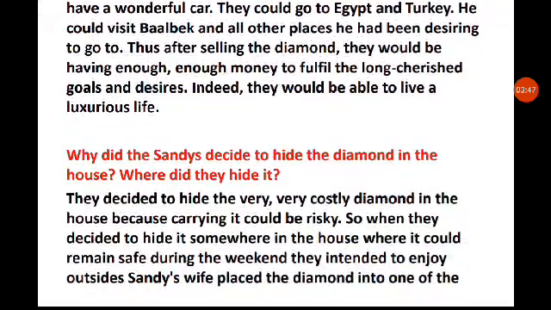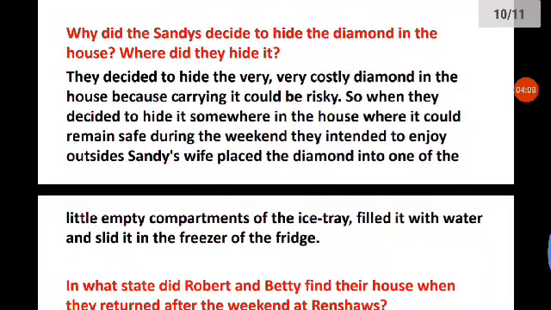Why did Sandy decide to hide the diamond in the house? Where did they hide it? They decided to hide the very costly diamond in the house because carrying it could be risky. So they decided to hide it somewhere in the house where it could remain safe during the weekend they intended to enjoy outside. Sandy's wife placed the diamond into one of the little empty compartments of the ice tray, filled it with water, and slid it in the freezer of the fridge.